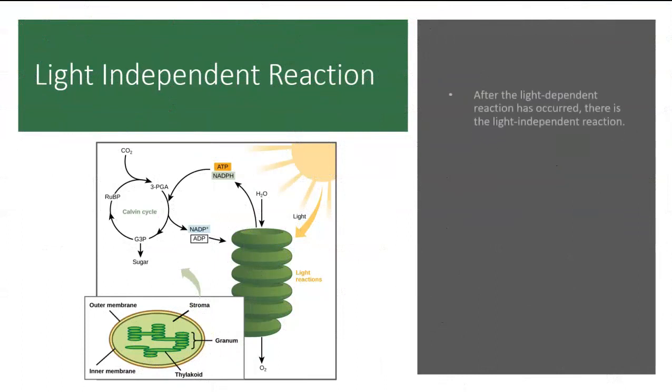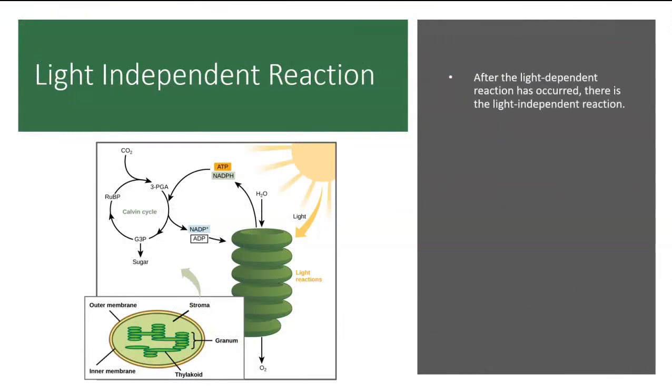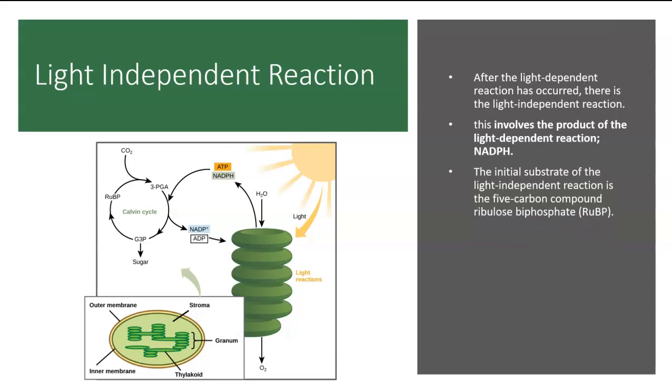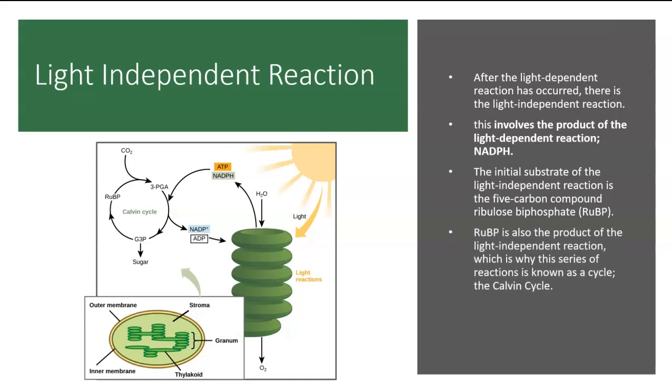Let's have a look at this in a bit more depth then. After the light dependent reaction has occurred, there is a light independent reaction. We know that. This involves the product of the light dependent reaction, NADPH. The initial substrate of the light independent reaction is the 5-carbon compound ribulose bisphosphate. We call that RuBP. RuBP is also the product of the light independent reaction, which is why this series of reactions is a cycle, okay, and we call it the Calvin cycle. So the initial substrate is the same as the product, so it's a cycle.